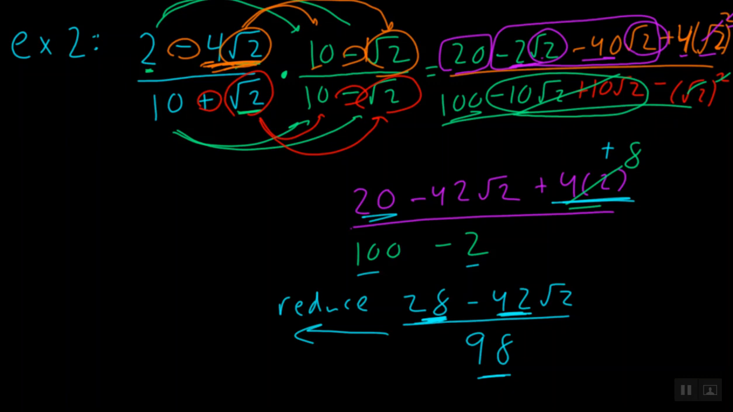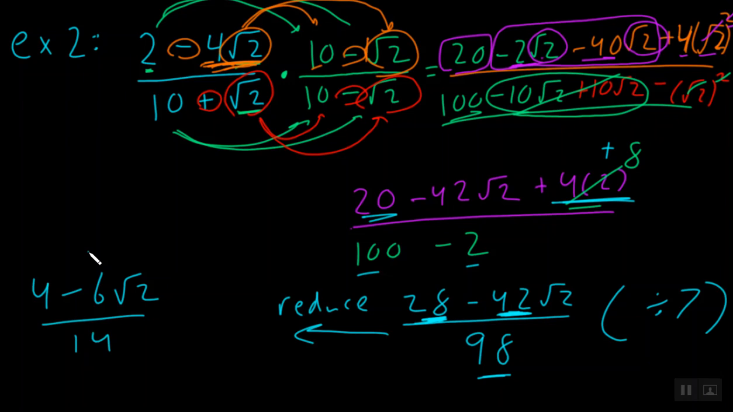So 28 divided by 7 is, so I'm just going to put a little sign here where we're going to divide everything by 7. 28 divided by 7 is 4, minus 42 divided by 7 is 6, square roots of 2, remember we only divide the number, all over, and let's see, what is 98 divided by 7? Oh, and that is going to be 14.